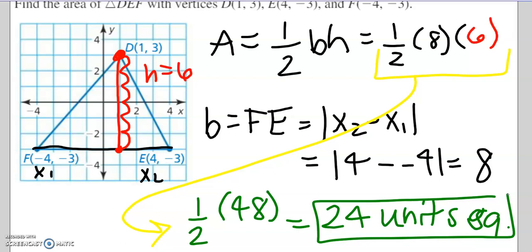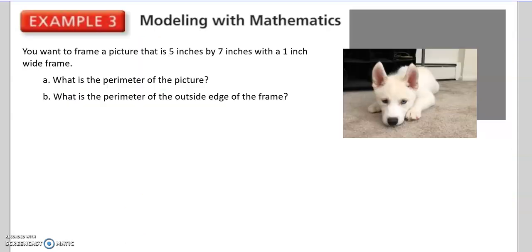Talking about distances a lot, I'm going to do one more here. And it's the best one ever. There's my dog. He's so cute. He's a little puppy in that picture.